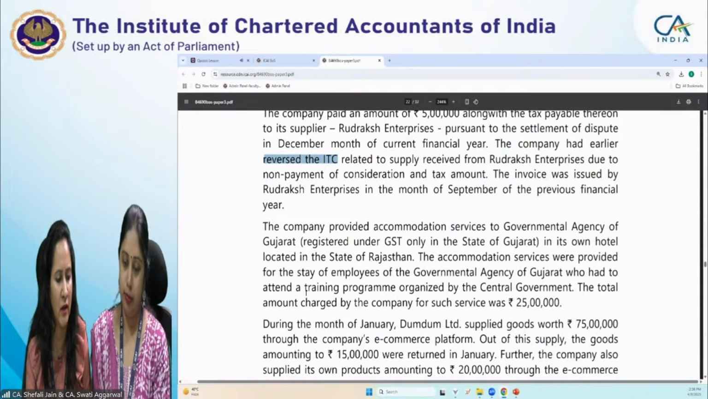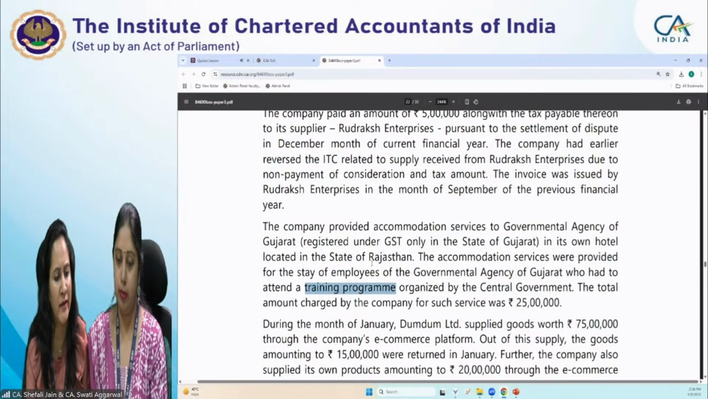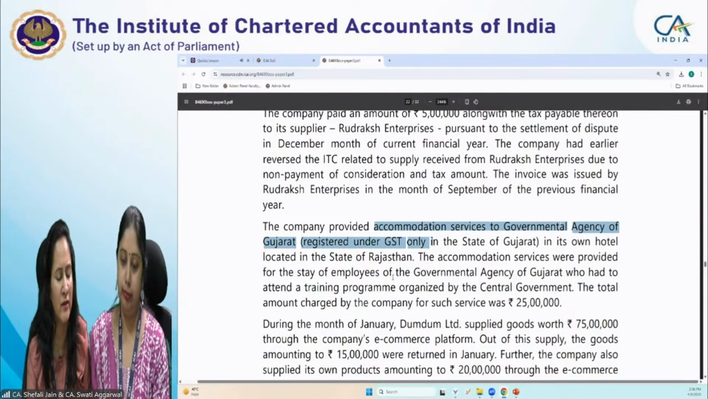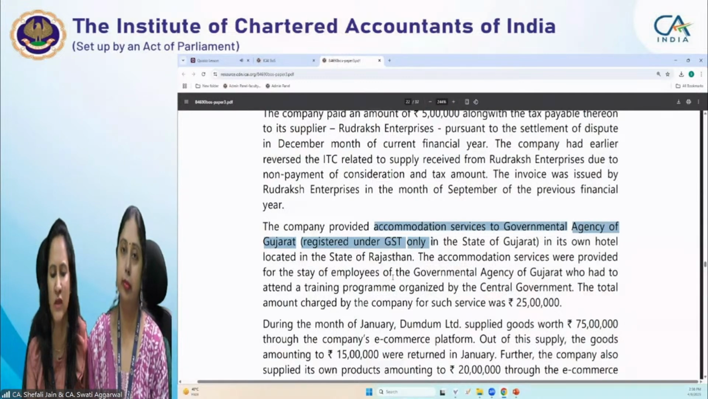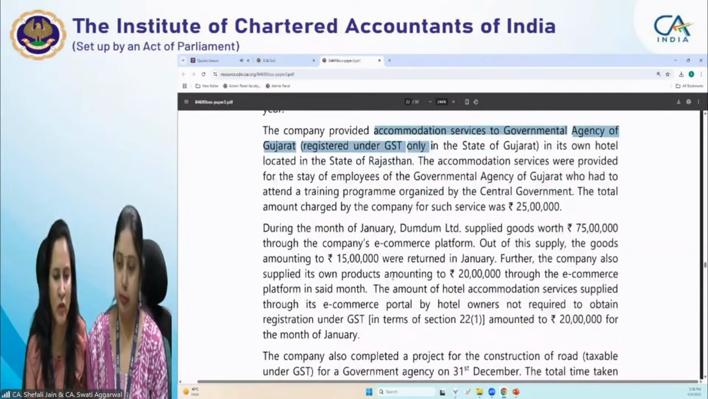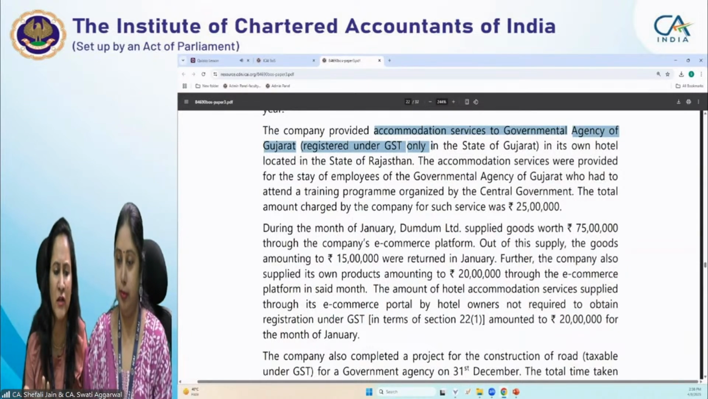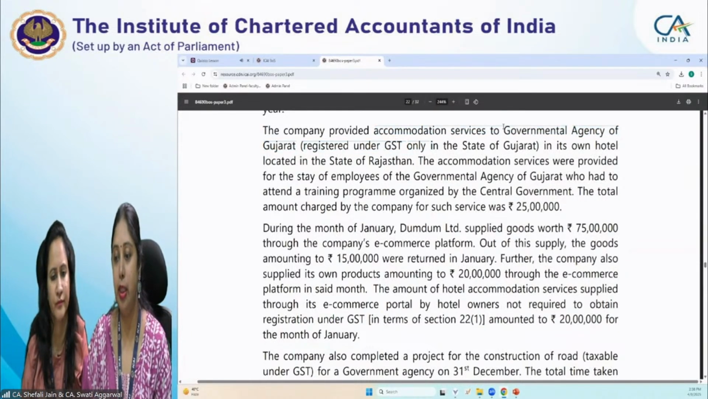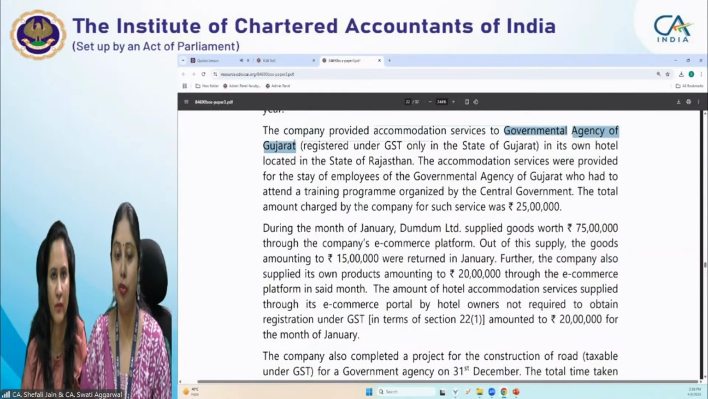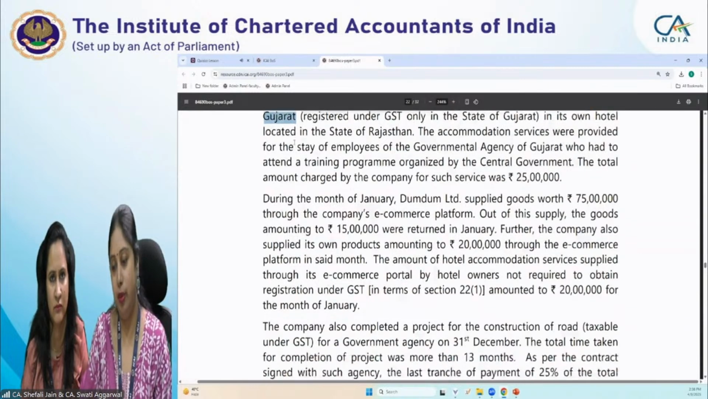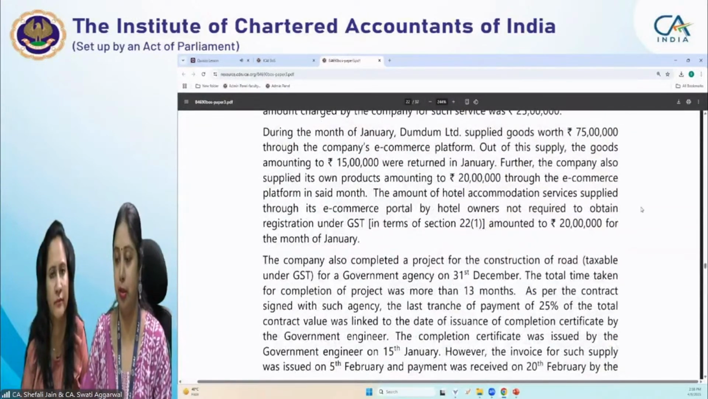Now they had to attend a training program and it was there in the accommodation service, right? This is important. The total amount charged by the company for the service was rupees 25 lakh. Now, the two key points which we read in this paragraph were the accommodation service for the training program and the Governmental Agency of Gujarat. So we are providing services to a Governmental Agency of Gujarat, and that can have an impact on the question. Let's see if any question is asked to that effect or not.